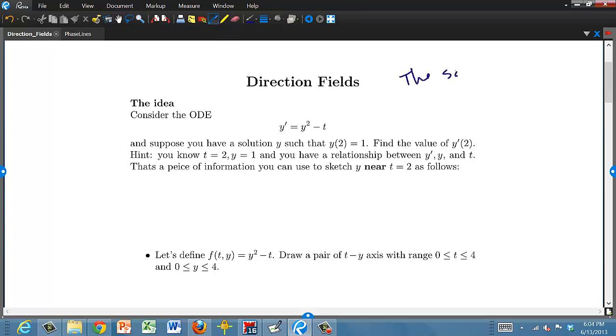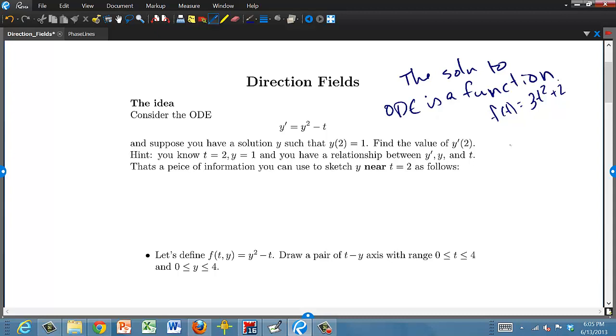The solution to an ODE is a function. We can describe functions lots of ways. We can give an explicit formula for a function like f of t equals 3t squared plus 2. That's what we would like best if we could find an explicit formula for evaluating the solution to an ODE.